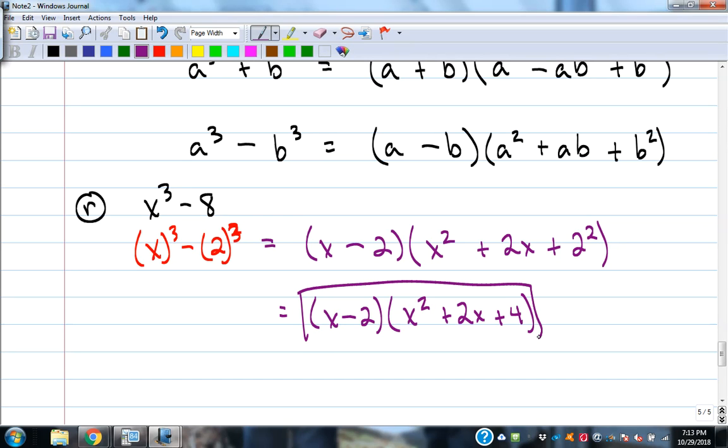It's a memorized thing. You're going to have to take the time to memorize it, unless you want to learn long division of polynomials between now and next week, okay? Because that's the only other way to do it. Okay?